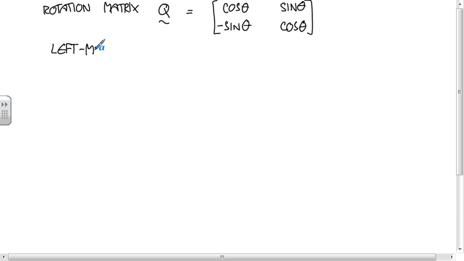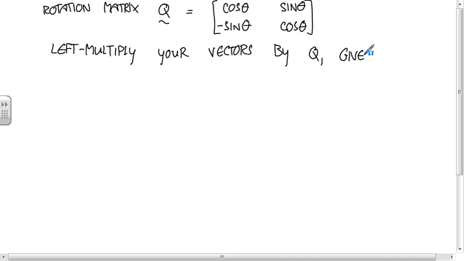And if you left multiply your vectors by the matrix Q, it gives them in the new coordinate system. It gives them in coordinate system B. So I just want to show an example of this. It applies really nicely in a problem like this.